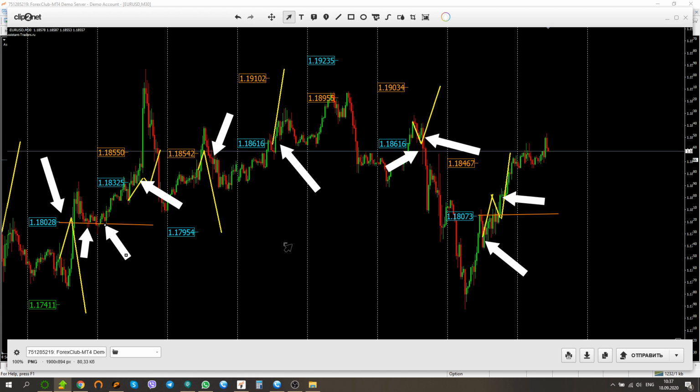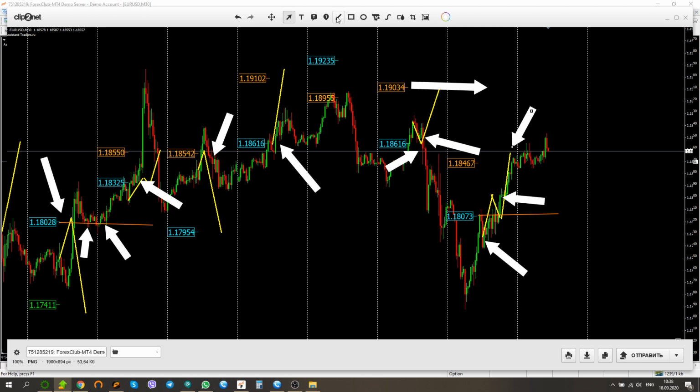Speaking about the lot size, I risk not more than 1 up to 2% of my deposit in each deal. Your risks are up to you, and that's the reason why I don't give stop loss levels. I always tell you where you should put take profit, like here or like here, but I never tell you where you should put stop loss, because it's very individual.